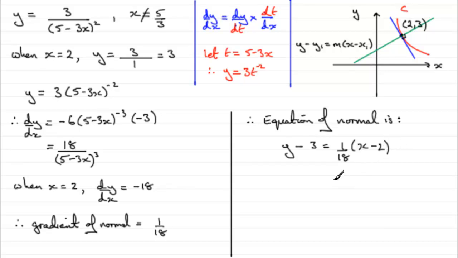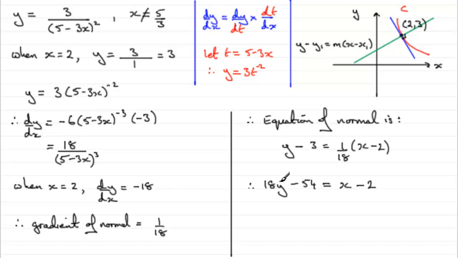Now we need to get it in the form ax plus by plus c equals 0. That's what we're told in the question. So to do something like this, I would want to get rid of the 18 by multiplying throughout both sides by 18. So therefore we'd have 18 times the y, 18y, 18 times the minus 3, which is minus 54. And when it comes to multiplying this one term by 18, well, look, the 18 will cancel and just leave me with 1 times the bracket. So expanding that just gives me x minus 2.